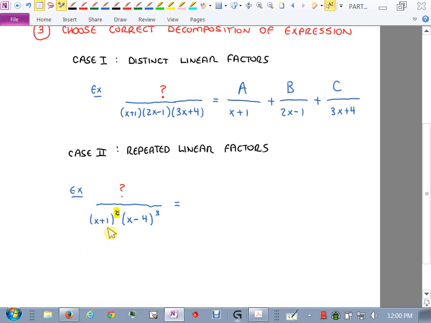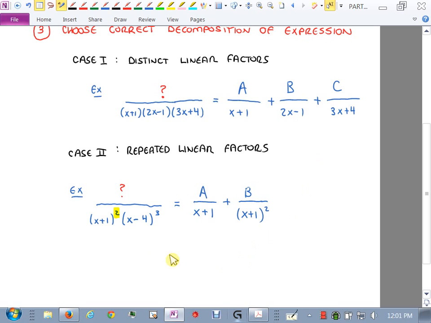If I just had one, what would I do? I would do A over x plus 1. But because it's a repeated linear factor, I have to do another one over x plus 1, but this time squared. So I have to do an A over x plus 1 and then bring the power up, B over x plus 1 squared. And I stopped there because it was squared.